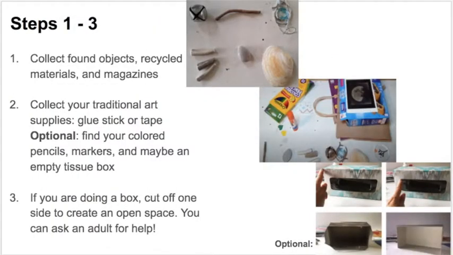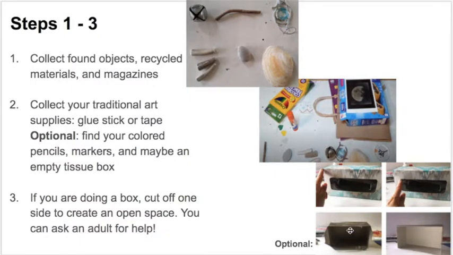Here are the steps. One is collect your found objects, recycled materials, and magazines. Then collect your traditional art supplies. That's step 2. Glue sticks, tape. If you are doing a box, cut off one side to create an open space. You can ask an adult for help.